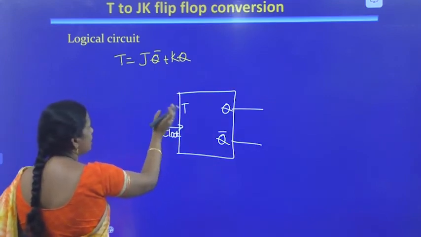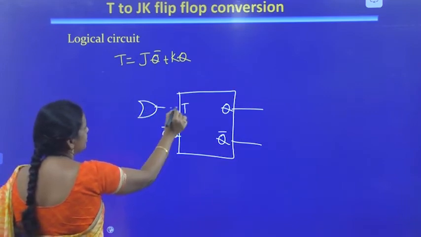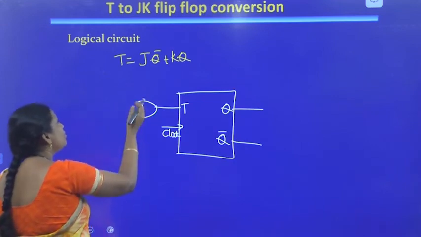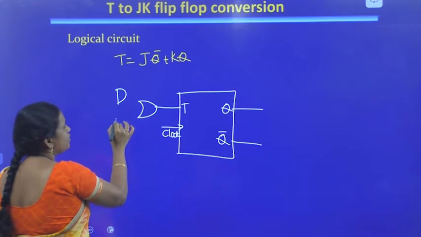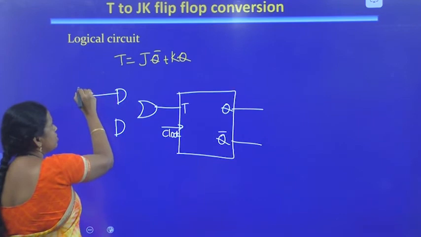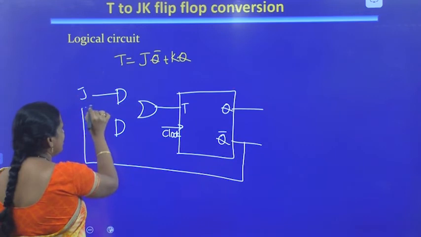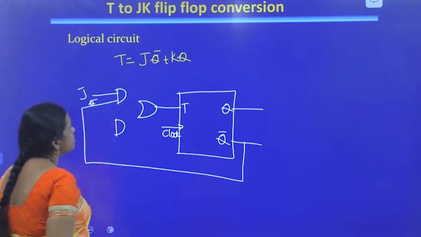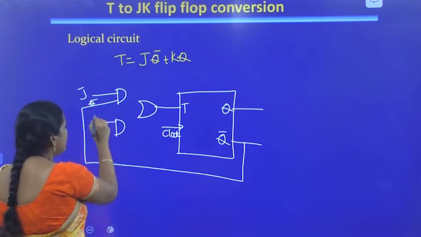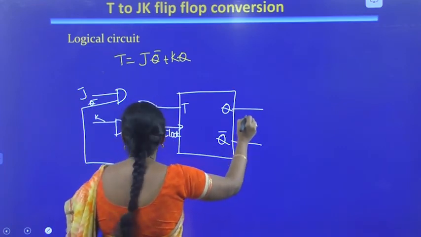So the flip flop input for T is nothing but one OR gate. What are the inputs for this OR gate? There are two inputs, there are two AND gates. Let me take the first AND gate and then the second AND gate. The first AND gate inputs are J and Q bar. The second AND gate inputs are K and Q.